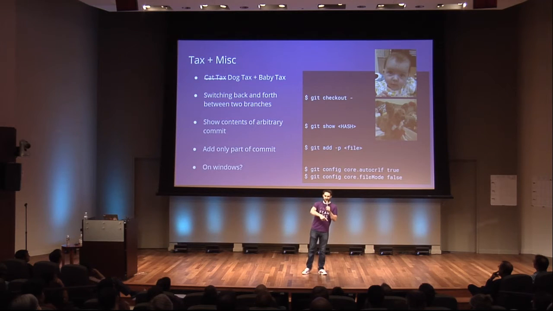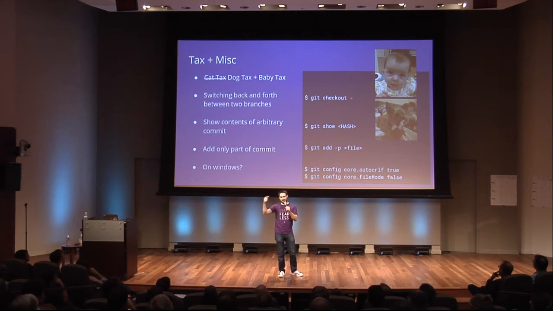A lot of stuff here. Got the dog tags and baby tags. If you want to switch back and forth between two branches, you can git checkout dash. If you want to show the contents of an arbitrary commit, git show. If you want to add only part of a commit, git add -p.